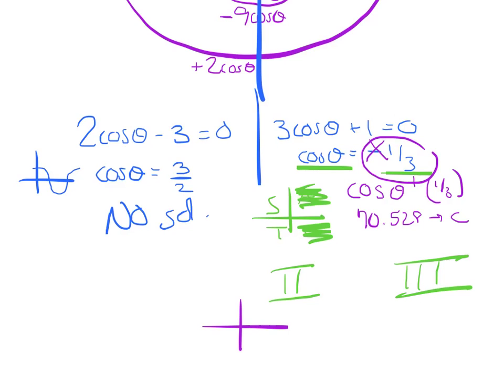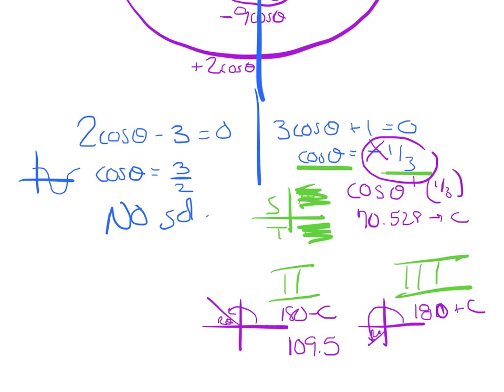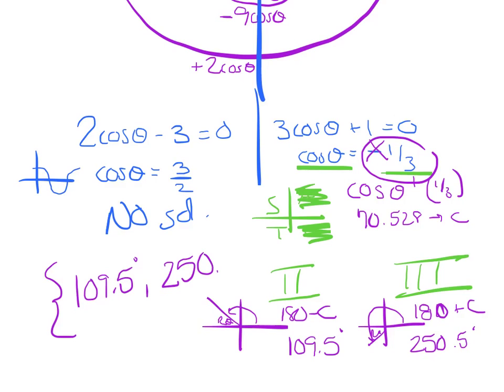Okay, so in quadrant 2, here's my reference angle. So this angle is actually 180 minus angle C. And I believe it said nearest tenth, so I'm going to go with 109.5. And in quadrant 3, here's my reference angle. That's 180 plus angle C. And that gets me 250.5 to the nearest tenth. Okay, so my two solutions, 109.5 and 250.5 degrees.